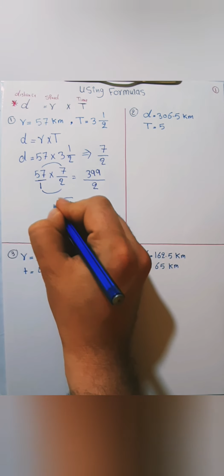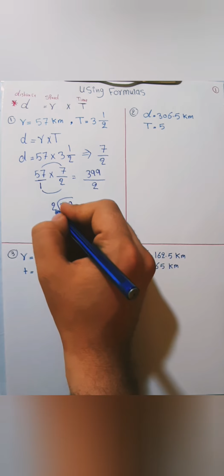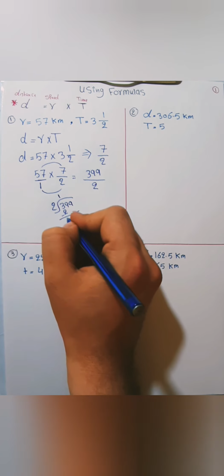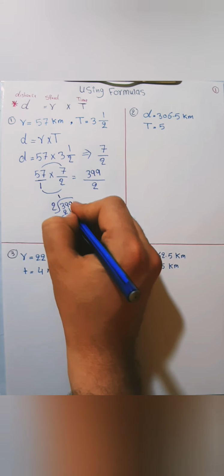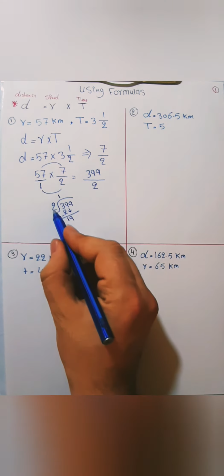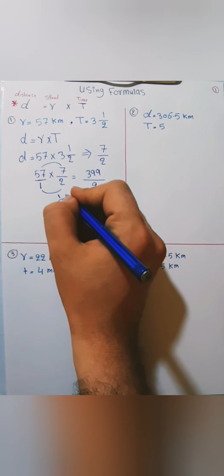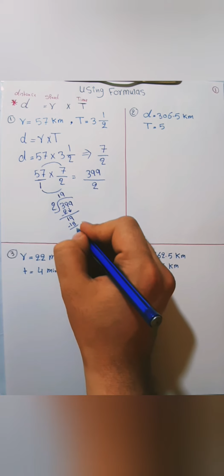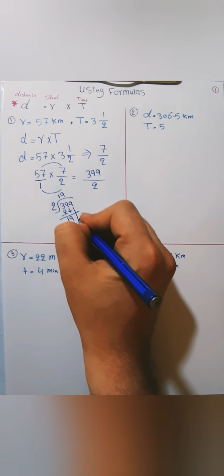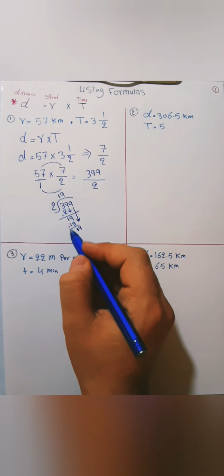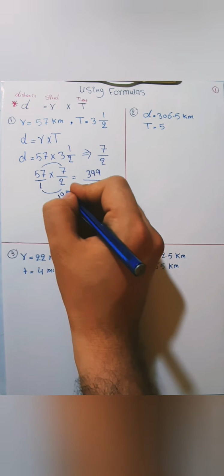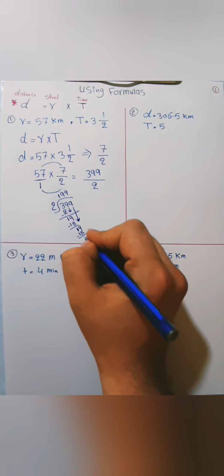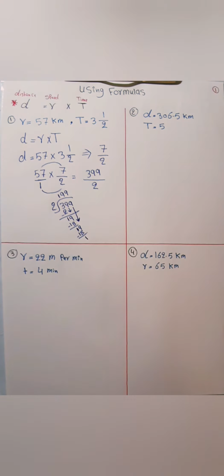399 divided by 2. How many 2's are in 3? We have 1. 1 times 2 equals 2. 3 minus 2 equals 1, and we have to bring down 9. How many 2's are in 19? We have 9. 9 times 2 equals 18. 19 minus 18 equals 1, and we have to bring down the last 9. How many 2's are in 19? We have 9. 9 times 2 equals 18, and we have 1.